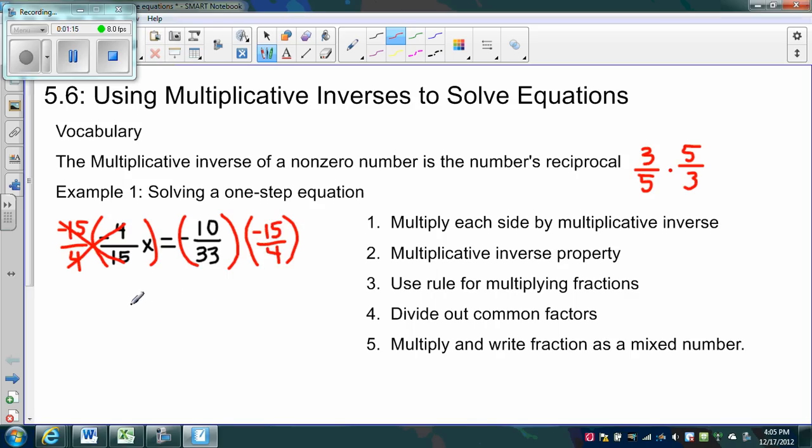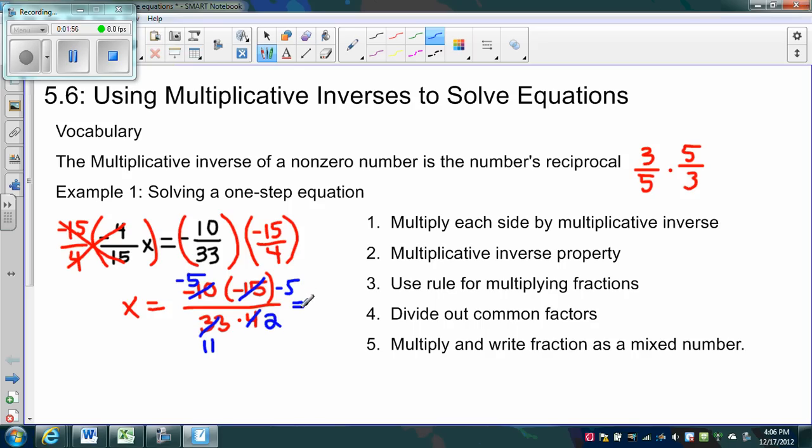So now x is simply equal to -10 times -15 over 33 times 4. And you know how to do this already because this is just what we've done in the previous chapter. Let's first divide out common factors. So in this case, -15 can be divided by 3, and so can 33. So we're left with 11 and -5 on top. 4 can be divided by 2, as can -10.